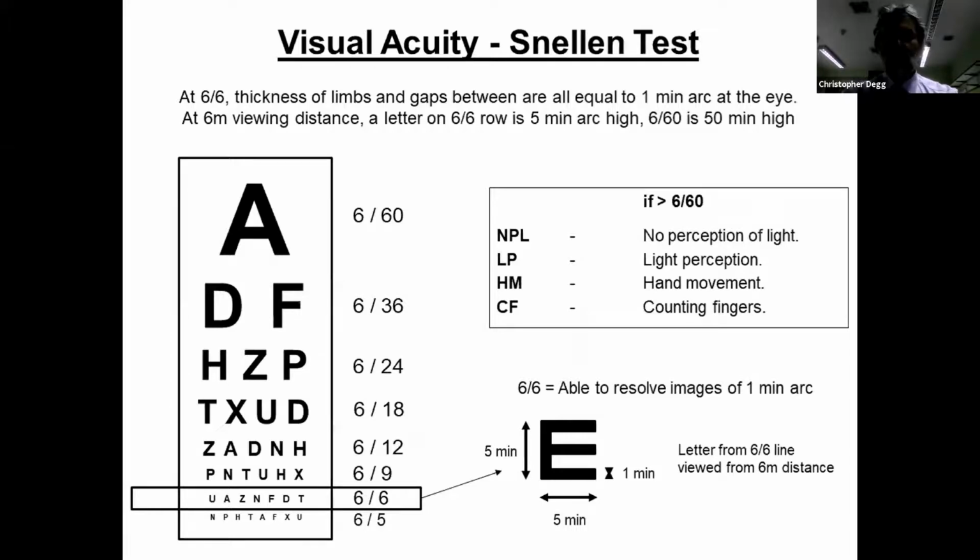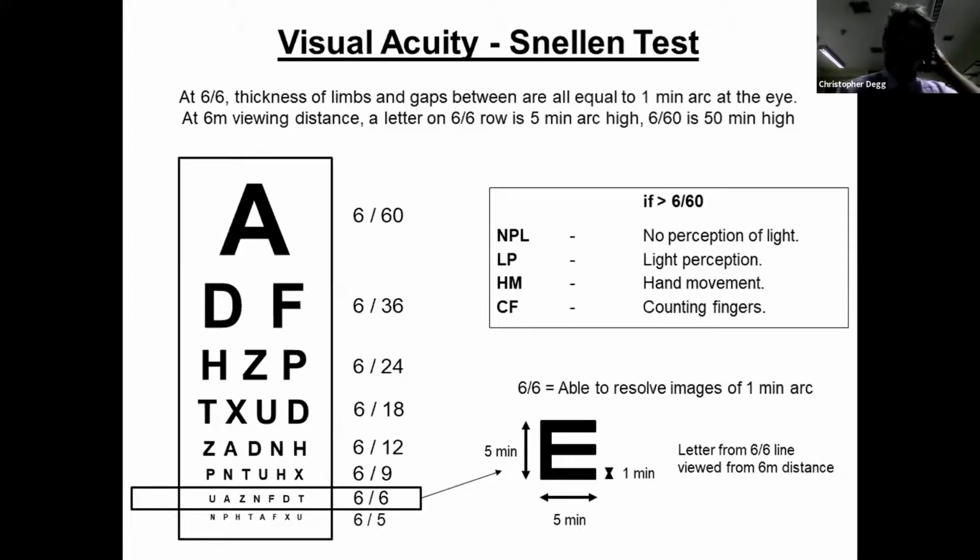So if you were to look at that chart at a 6 meter distance, and you could read the line that's one up from the bottom, you would get a value of 6/6. And what that means is that's average vision. What you can see at 6 meters, the average normal person would also be able to see at 6 meters. If you can read the very bottom line, it means you're better than average. So what you can read at 6 meters, the average normal person would have to bring it closer to 5 meters to see it. And then as you go further up the chart, your vision's getting worse. So if you can only read the top letter, what you can see at 6 meters, the average person would be able to see at 60 meters. So you're 10 times worse than average.